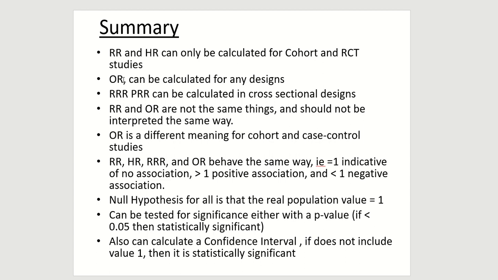Relative risk, hazard ratio, prevalence rate ratio, and odds ratio behave the same way. When they're equal to one, there is no association. Greater than one, positive association. Less than one, negative association. The null hypothesis always states that there is no difference, and therefore always states that the real value in the population is equal to one. The null hypothesis, as I said, always declares that these are equal to 1.